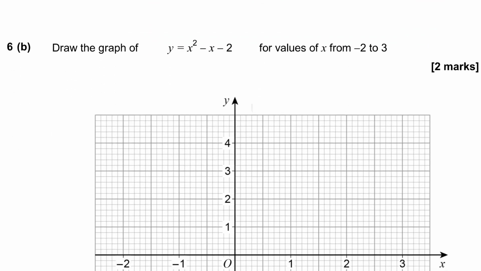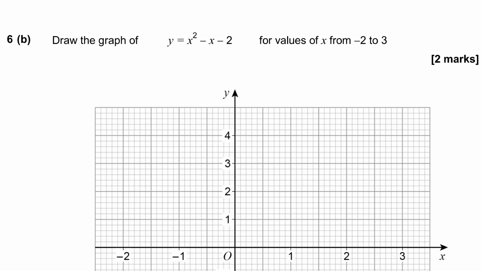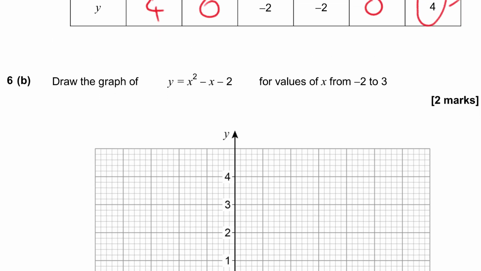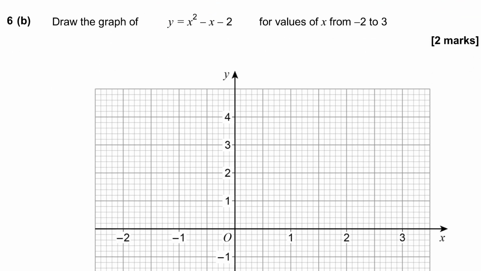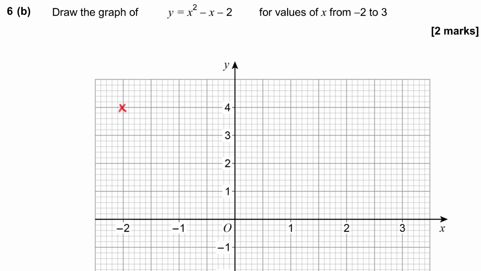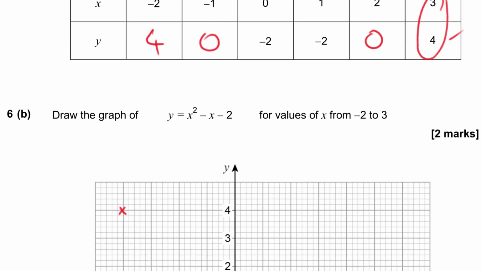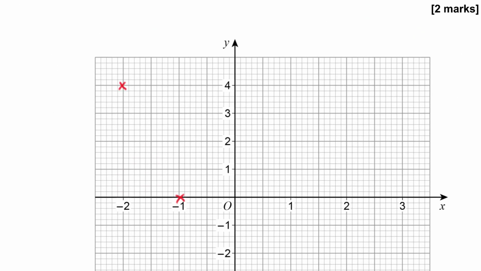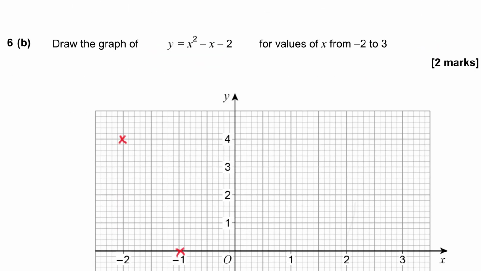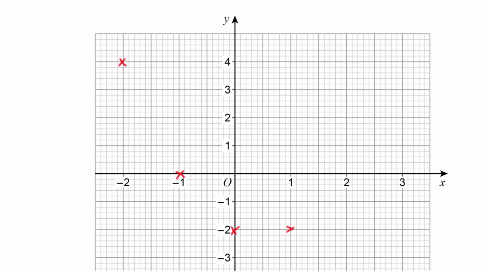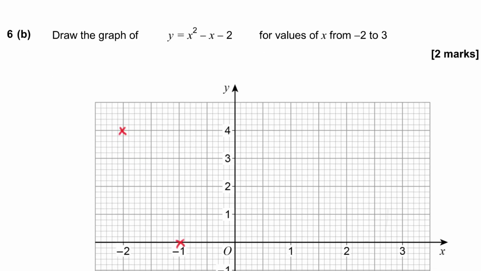Right, so draw the graph of y equals x squared minus x minus 2 for the values of x from minus 2 to 3. So basically we just need to plot those points on. Minus 2, 4. Minus 2, 4 is up here. What's next? Minus 1, 0. Minus 1, 0. 0, minus 2. 0, minus 2. 1, minus 2. 2, 0.